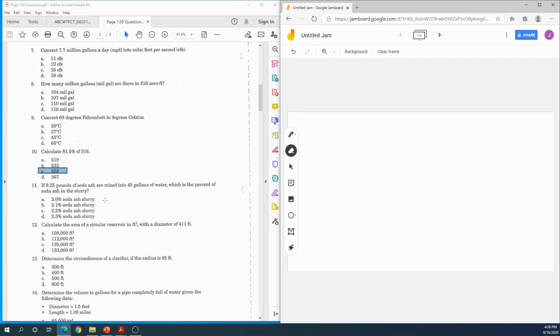All right, let's take a look at problem number 11. If 8.25 pounds of soda ash are mixed into 45 gallons of water, what is the percent of soda ash in the slurry? So when we look at this, we have a couple things going against us. We have 8.25 pounds of soda ash, and they're mixing it into 45 gallons of water. So going back to units, first thing we gotta do is make sure that we're looking at everything in the same unit. Now, the easiest way to do this is going to be to convert the 45 gallons of water into pounds of water. So let's take a look at our conversions.